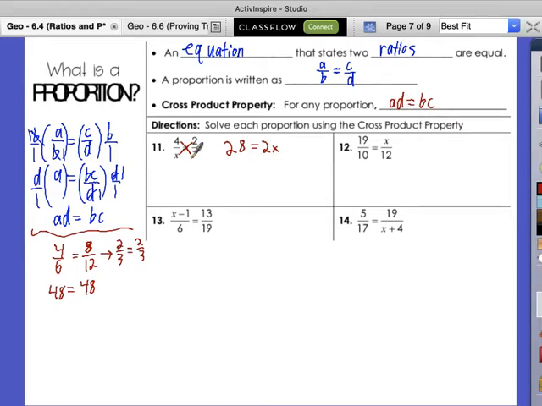Okay? So now, can we solve this equation, 28 equals 2x? Yeah, we might have had trouble solving this earlier, but this we know we can solve. How do we solve it? Divide by 2, and x equals 14. Now, does it matter if we have 14 equals x or x equals 14? No.